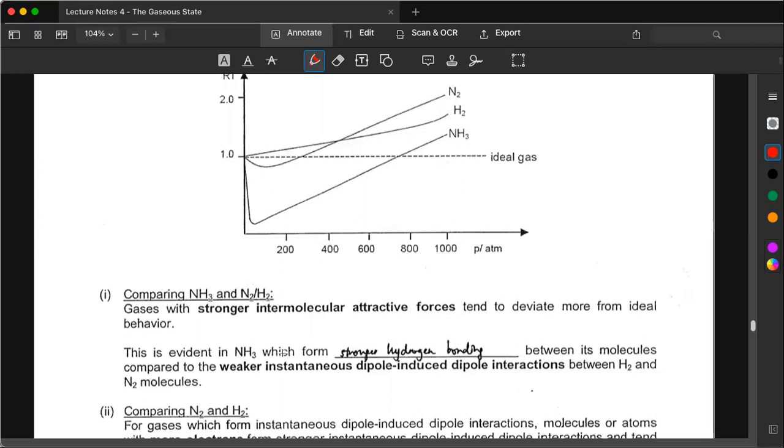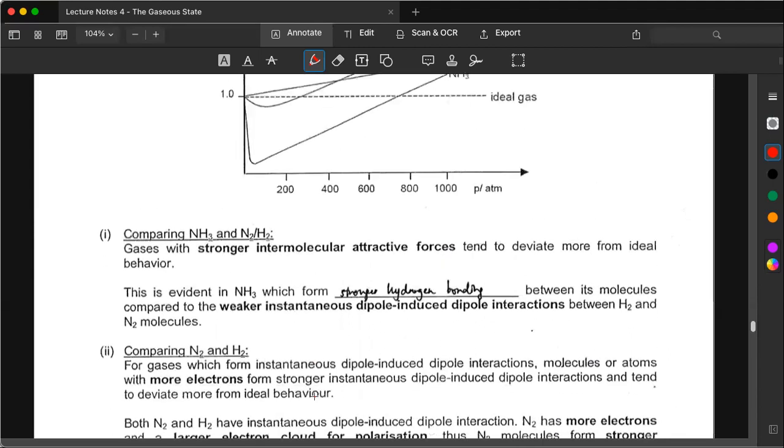Ammonia forms hydrogen bonds, which we cover under chemical bonding 1. You can refer to the video on what is hydrogen bonding and why does it result in difference in property. But here we just take note that ammonia forms stronger hydrogen bonds compared to the weaker ID-ID interactions between hydrogen and nitrogen molecules.